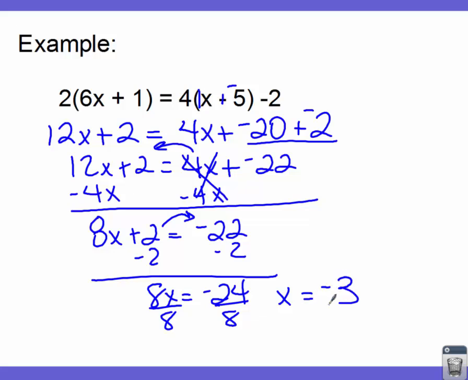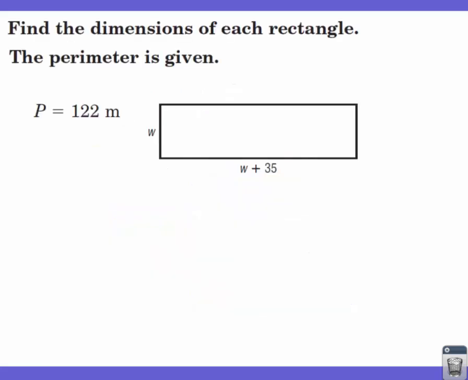And those are the kinds of questions that you're going to do on your assignment. Now we've got one more type of question that I need us to look at, because you're going to have 4 of these on your assignment. And it looks like this. It says find the dimensions of each rectangle. That will be your overlying instructions on these 4 questions. And it says the perimeter is given of this shape. It says the perimeter is equal to 122 meters. And what we have to find is, what is each dimension? What is the length and the width?